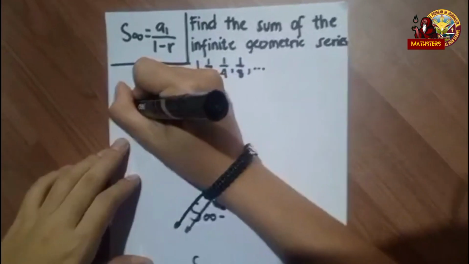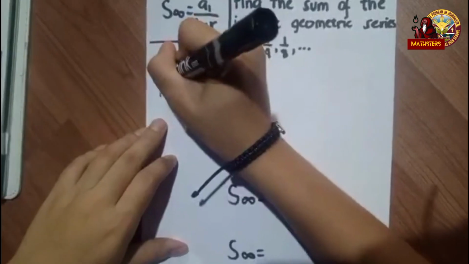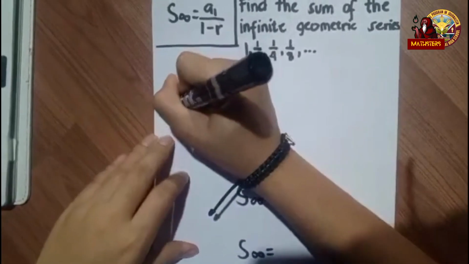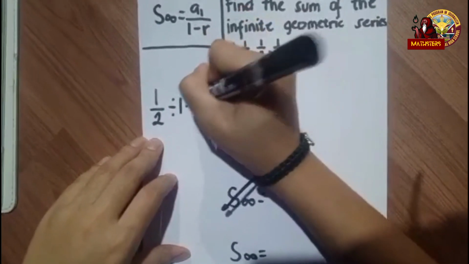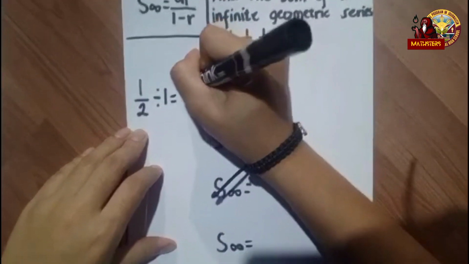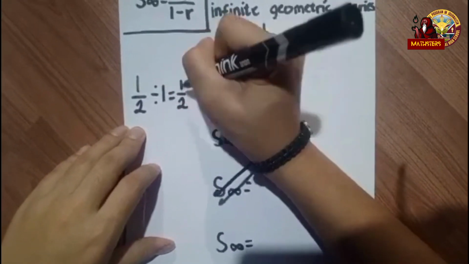Ngayon, bibigyan ko na naman kayo ng panibagong example para mas maunawaan pa ninyo kung paano ito gawin. Example number 2. Find the sum of the infinite geometric series 1, 1/2, 1/4, and 1/8. First, hanapin muna natin ang ratio ng sequence na ito. We will divide the left side sa right side in order na makuha natin ang ratio. The ratio between 1 and 1/2 is 1/2 pa rin.